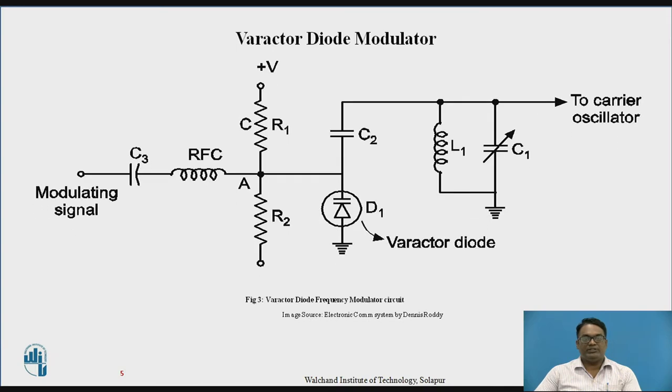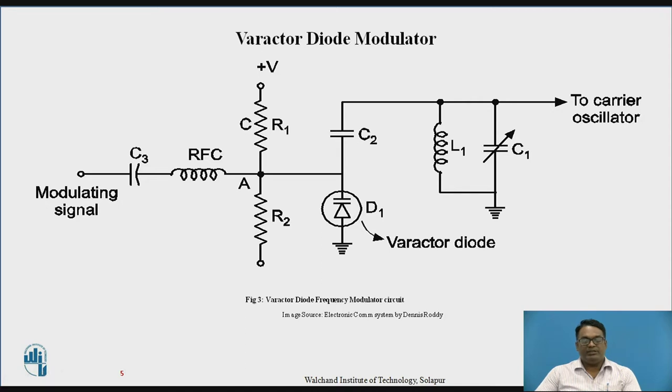Varactor diode modulator. Here this circuit majorly consists of a varactor diode, which is shown here at D1. The modulating input is given through the coupling capacitor C3, and which then passes through the RFC coil or the inductor, which is tuned for a particular frequency. The R1 and R2 generally provide the biasing for the total circuit.